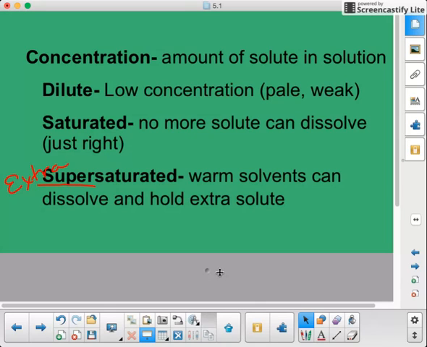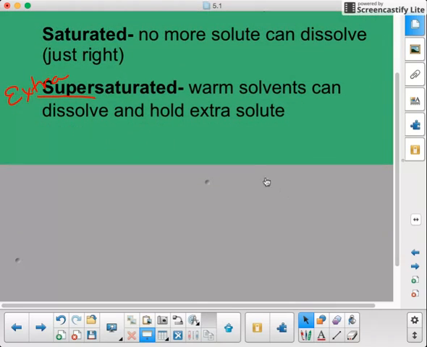But then if you take that solution you've been making and you heat it up, maybe put it in the microwave and stir, you'll be able to get that extra salt that was on the bottom to dissolve in the water. So now it's supersaturated. If you set it on the counter and let it cool, the salt should stay dissolved, but once you bump it and jostle it, then the salt will come out of solution. And I recommend using salt because it's so inexpensive.